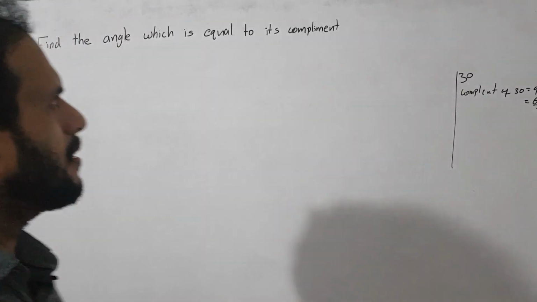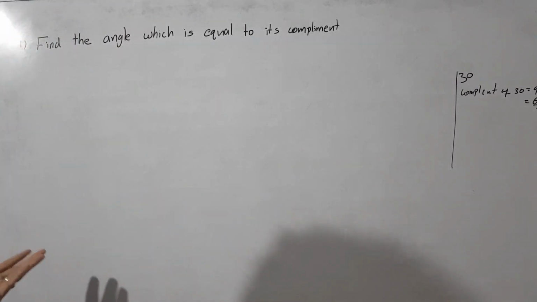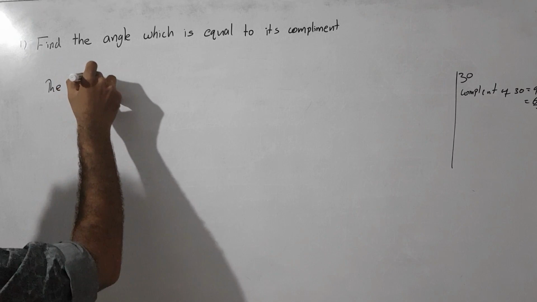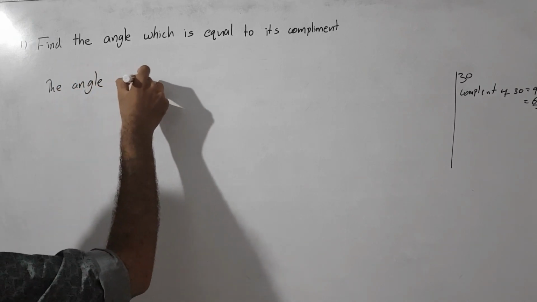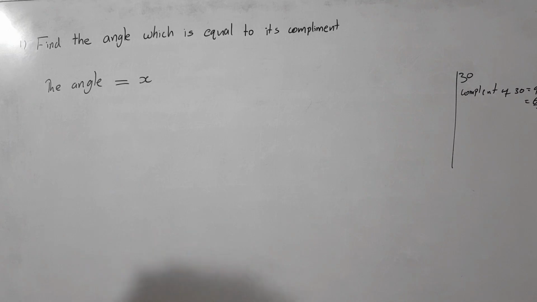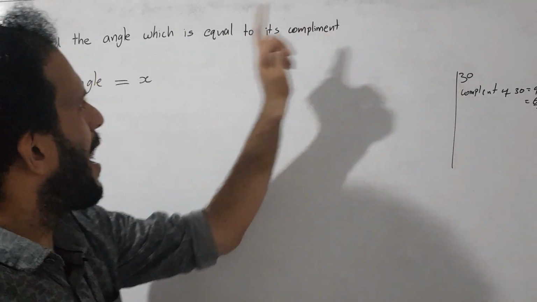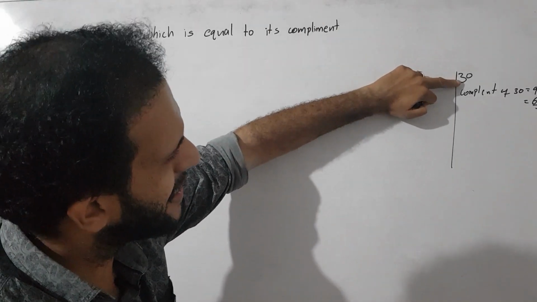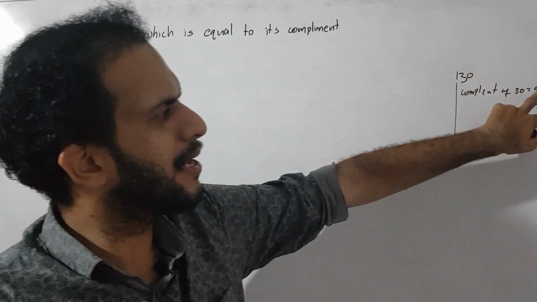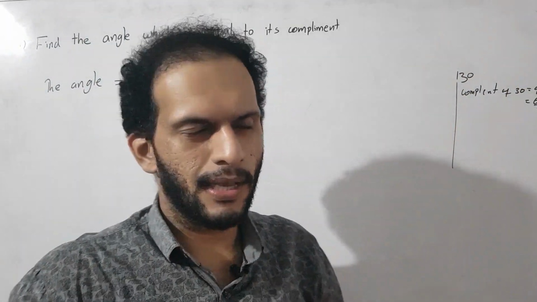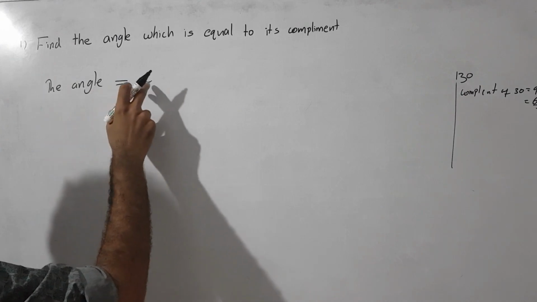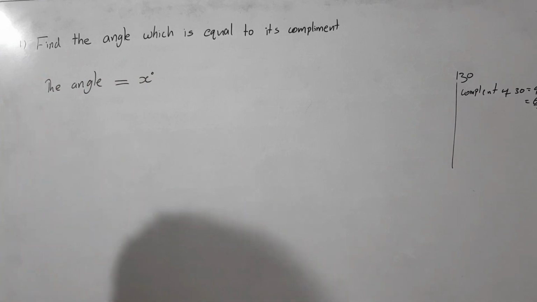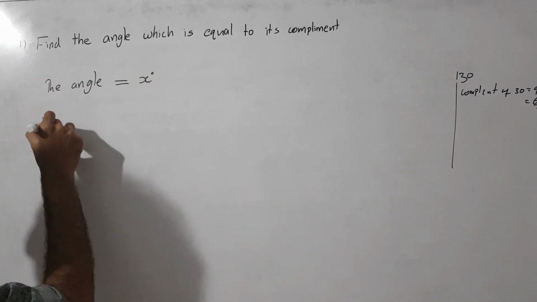So we start here. We don't know the angle which is equal to its complement, so we take the angle equal to x. Instead of 30, the angle is x. The complement of 30 is 90 minus 30, so instead of 30 here, the angle measurement is x degrees.